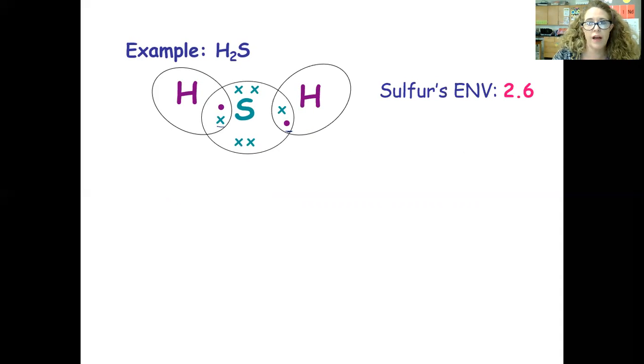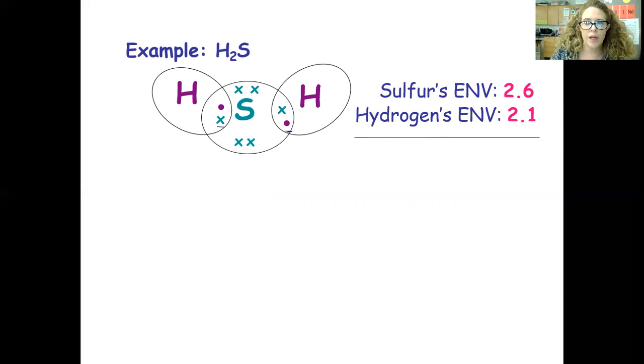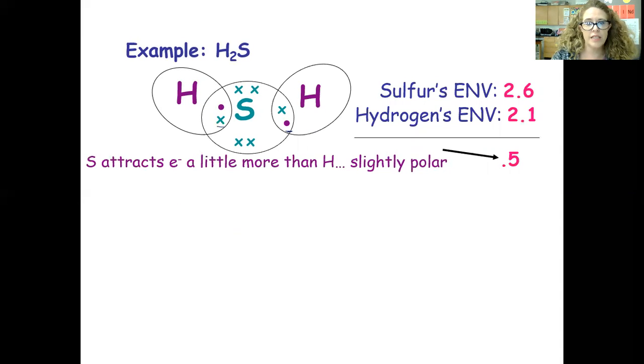Sulfur's electronegativity value is a 2.6 and hydrogen is a 2.1. So then this electronegativity difference is only a 0.5. So that's their electronegativity difference. This would be slightly polar.